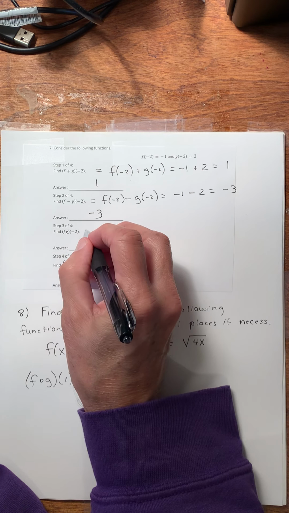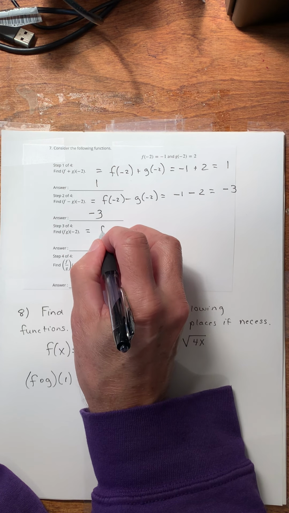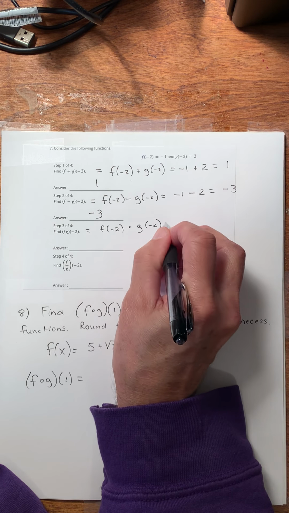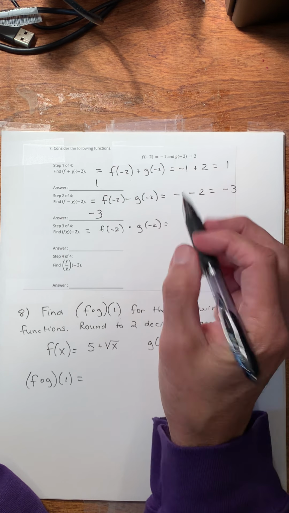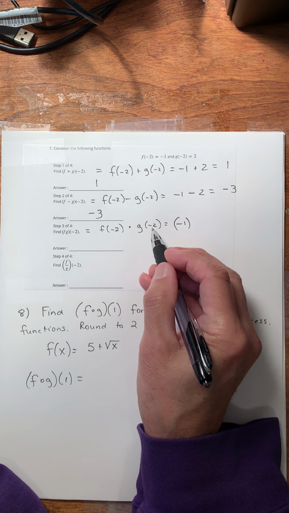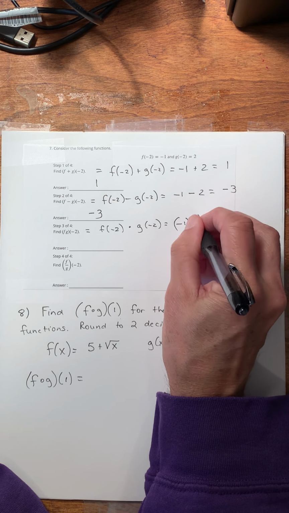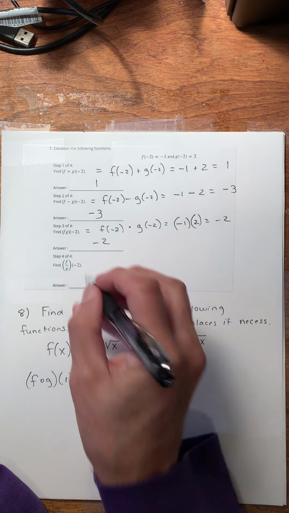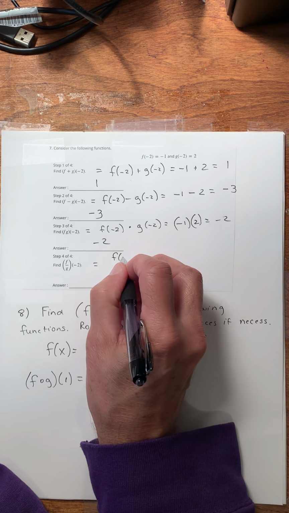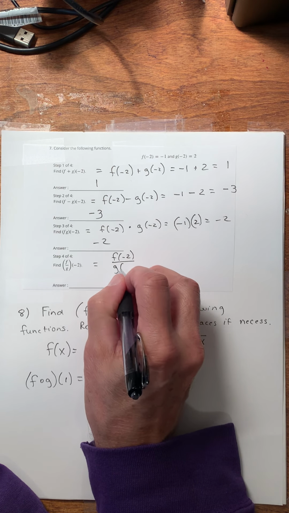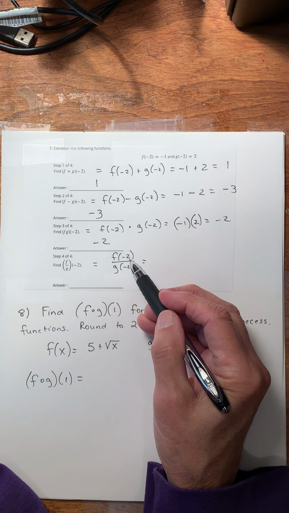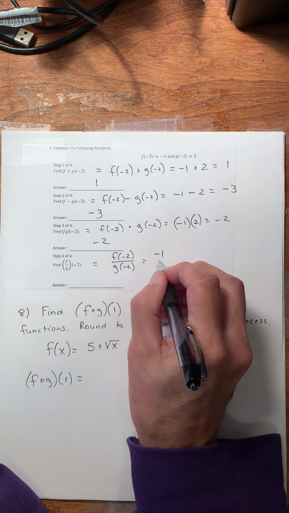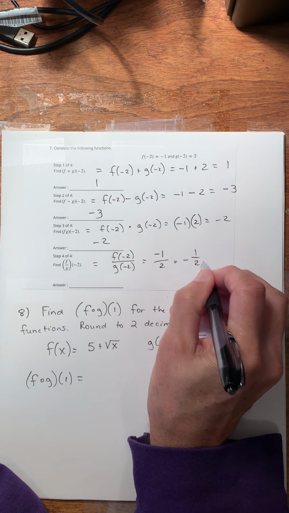F times G of negative 2. That simply means F of negative 2 times G of negative 2. That's all it means. F of negative 2 is negative 1. G of negative 2 is 2. Multiply those two together, negative 2. And finally, F over G of negative 2 simply means F of negative 2 over G of negative 2. That's negative 1. G of negative 2 is 2. Negative 1/2.